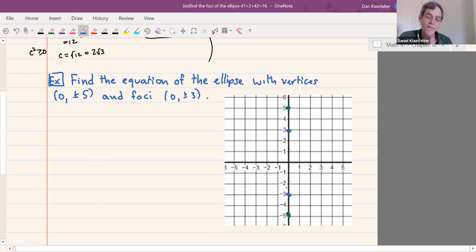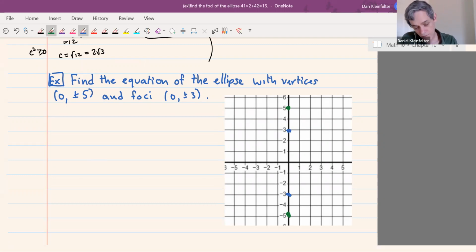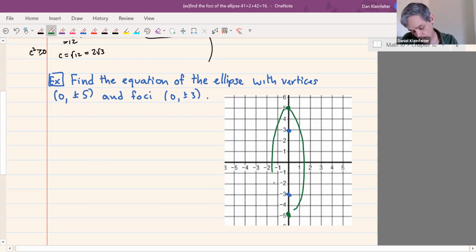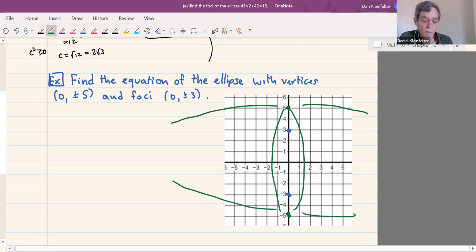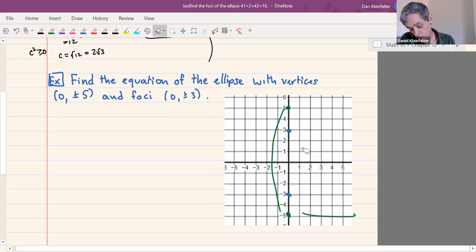If we didn't know the foci, then we wouldn't really know the shape of this thing at all, right? If I didn't tell you the foci, this thing could be kind of tall and skinny, or it could even be wide. It could even be really wide, right? So we wouldn't know what this thing looks like without knowing what the foci are. So fortunately, we know the foci here are at 0 plus or minus 3. So we do know that this thing is taller than it is wide.